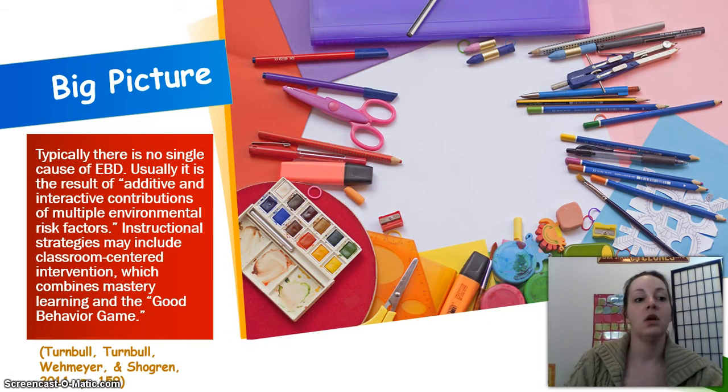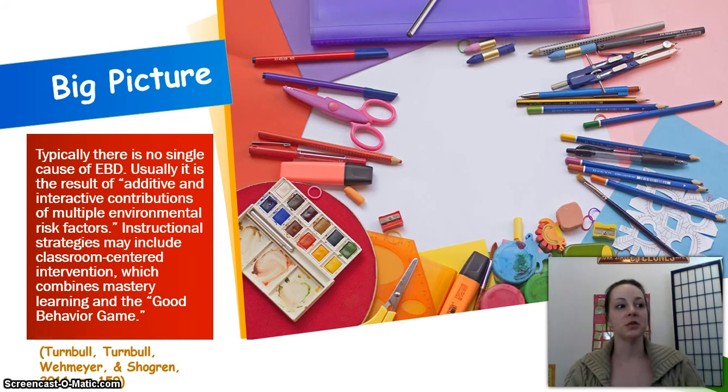So typically, there is no single cause of emotional and behavior disorders, but applying principles of universal design for learning may be done by including classroom-centered intervention, which combines mastery learning and the good behavior game. So every time a student with an emotional or behavioral disorder is caught being good, they get some sort of incentive, like some sort of citation or reward to encourage them to continue these good behaviors.